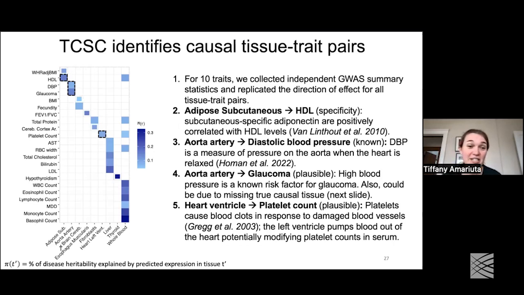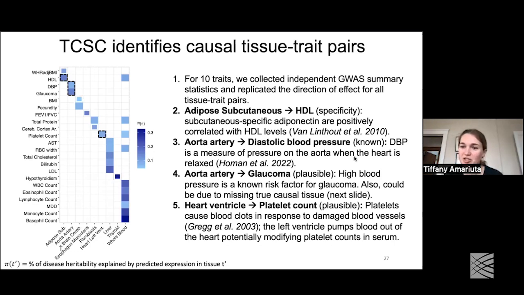And it does seem to be consistent with a new association, or not so new, but an association of adiponectin, which is associated specifically with this type of adipose, and also with HDL levels, while the tissue itself had not previously been associated with HDL. In terms of a known association, aorta artery was found to be the putatively causal tissue for diastolic blood pressure.